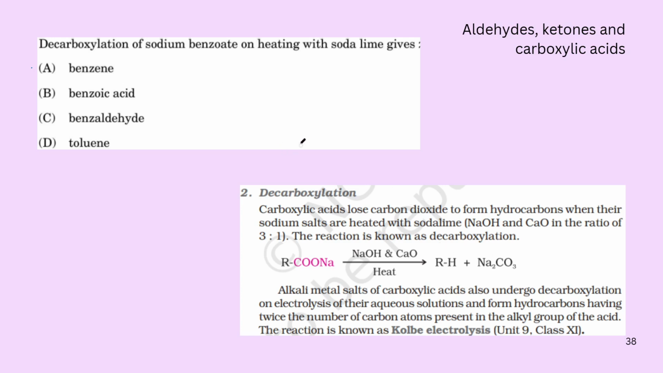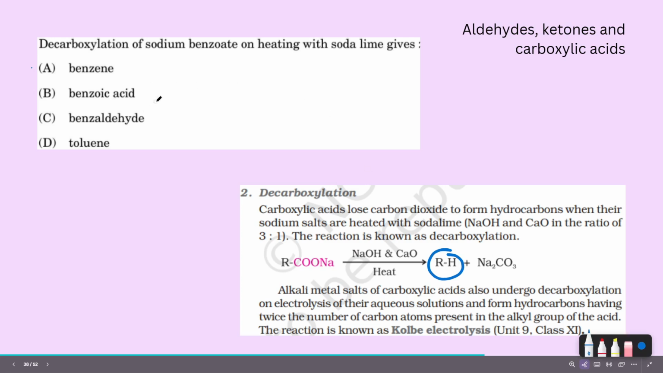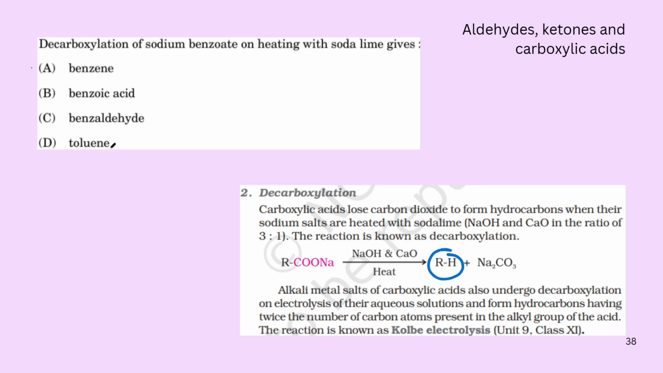The next question: decarboxylation of sodium benzoate on heating with soda lime gives. Decarboxylation essentially means that the carboxylic acid is losing a carbon dioxide, and this in turn leads to the formation of hydrocarbons. So benzoic acid, no. Benzaldehyde, definitely not. Toluene, no, because you don't have an addition of a carbon group. So the answer is option A, which is benzene. Essentially what's happening is you have this COONa, which is getting removed and we are replacing it with a hydrogen. Because of that, you have benzene as the answer.